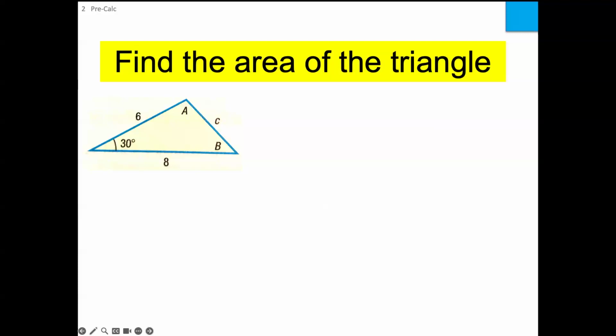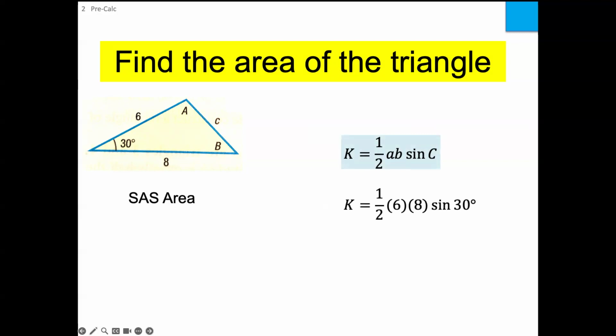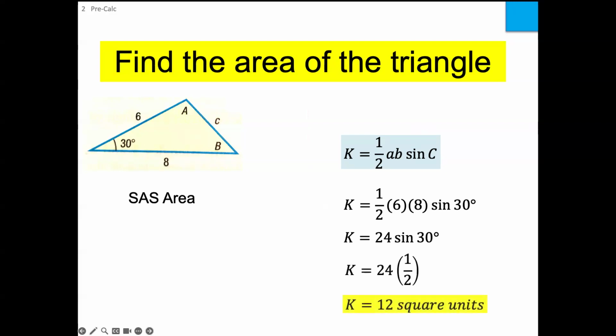I'm not even going to look at the formula. I'm just going to take the two numbers, but you have to have an SAS. I'm going to multiply them together times the sine of that. Hey, look, it's a unit circle one. Anybody know? Sine is y, 30 degrees. Y is either half or root 3 over 2. You've got a 50-50 chance. 6 times 8 is 48, half of 48 is 24, and it's a half. And half of 24 is 12.